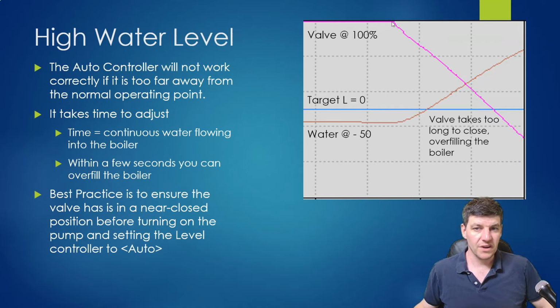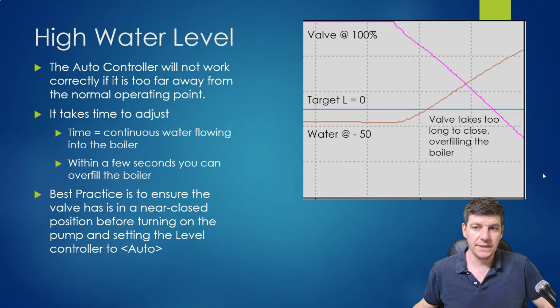The pink line here is our valve position, and it's been left at 100% open when we start our system. About here I've turned on my pump, and this brown line is my water level and my blue line is my target. Right now I'm a little bit underfilled in my boiler and I want to bring up my boiler water level close to 0. We can see that the controller is adjusting the valve position once it's engaged, but it takes a long time to do that. Every second that goes by, we pump more water into the boiler, to the point where we've accidentally overfilled it.